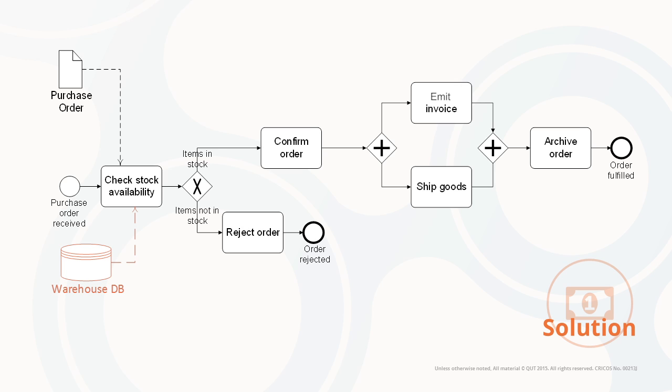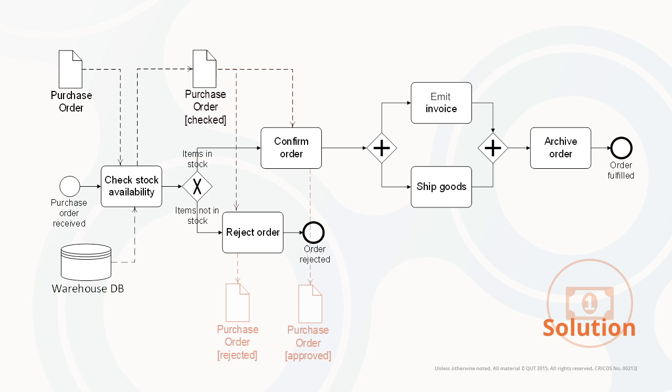So as a result of this activity, we produce again the purchase order document, of which we have changed its state into checked. So now we have checked the purchase order. Now this document can be used as input to confirm order, in which case the purchase order state will be changed into approved, or reject order.